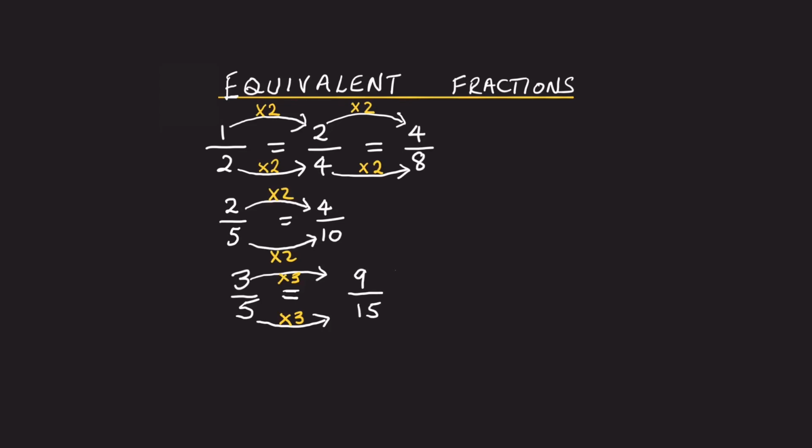Of course, we can work in the opposite direction. We can take a fraction and make it smaller, as long as we can find the same number that will divide into both the top and bottom. So let's look at the example 15 over 25. Now the number 5 will go into both 15 and 25. If we divide the 15 by 5, that will give us 3 on the top, and if we divide the 25 by 5, that will give us 5 on the bottom. So the fraction 15 over 25 is equivalent to, or equal to, 3 over 5.